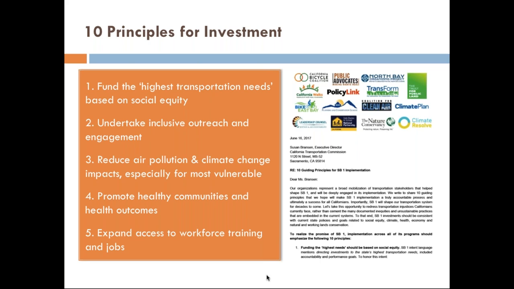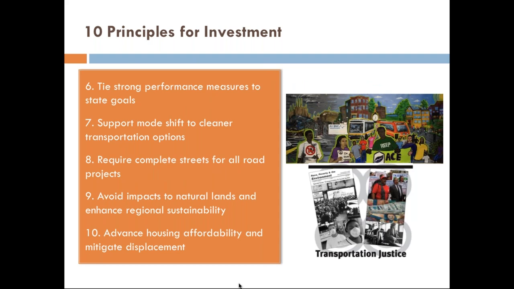Number five, expand access to workforce training and jobs for individuals with barriers to employment. Number six, develop strong performance measures tied to state goals. SB1 promotes accountability in its name, and the CTC should develop performance measures for all of its programs. Number seven, of course, support mode shift to healthier and cleaner transportation options across all programs. Number eight, require complete streets for all road projects, and these complete streets provisions are a key intent in the beginning of SB1. Number nine, projects should avoid impacts to natural and working lands and enhance regional sustainability. And number 10, planning should advance housing affordability, and both planning and projects should seek to mitigate displacement.